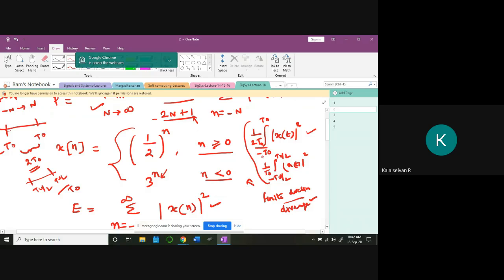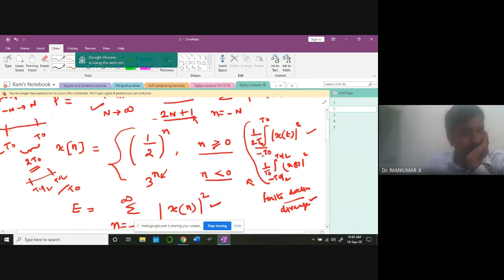Sir, based upon the power of n, does it converge or diverge? No, whether it is a power or not, n is varying. See the entire range of n you have: n from minus infinity to plus infinity. Okay. How do you say it is a converging series or a diverging series?